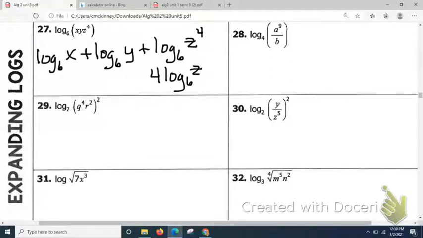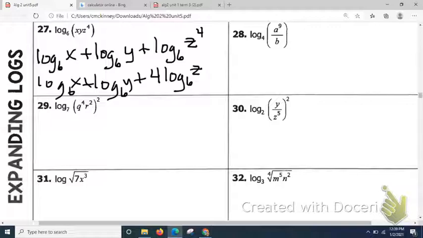The other parts stay the same. So you might very much prefer to just do that at the same time. But kind of to show you what's going on, they each got their own log, and any exponents comes to the front of that individual log.